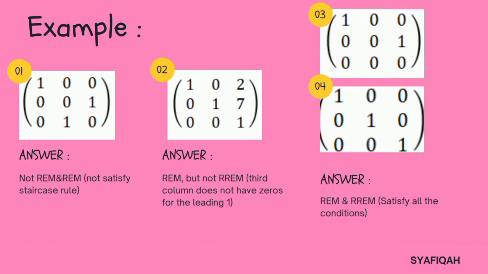Next, the answer for the third and fourth example is REM and RREM because they satisfy all the conditions. These two matrices have at least one non-zero row, then they have the leftmost non-zero element, which is the leading one. Then the elements below the leading one are all zeros. They also show a staircase rule. Then the row that has all zeros is placed at the bottom, just like example 3.